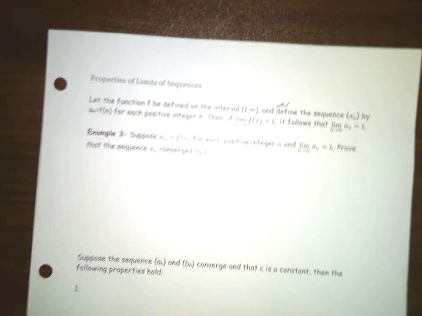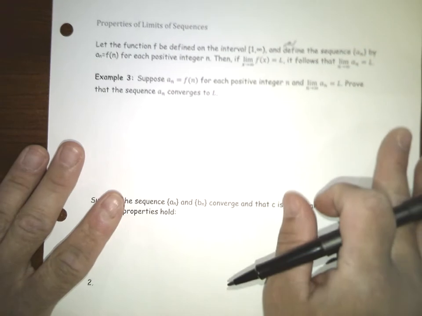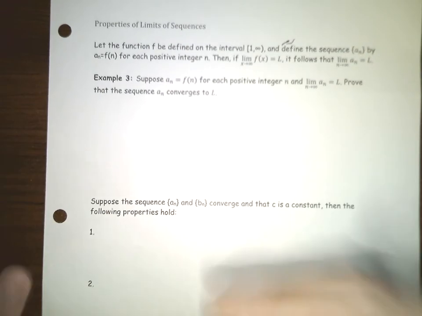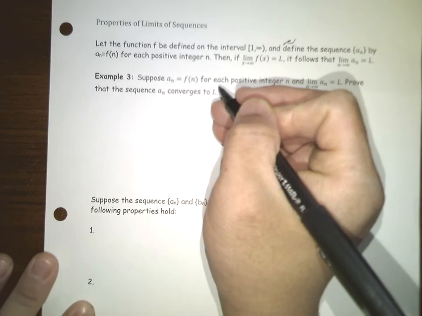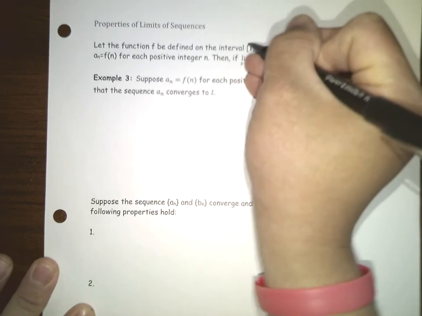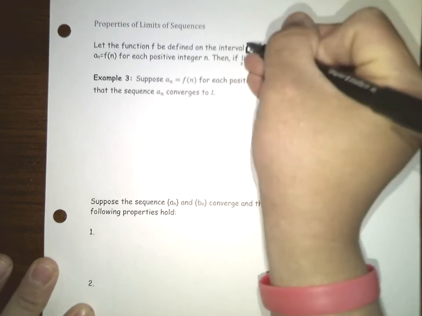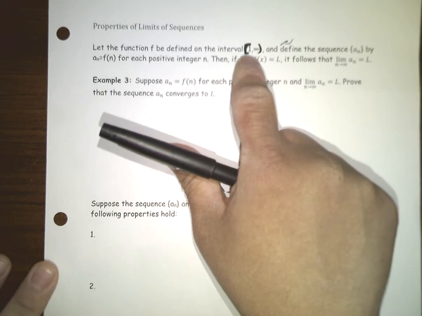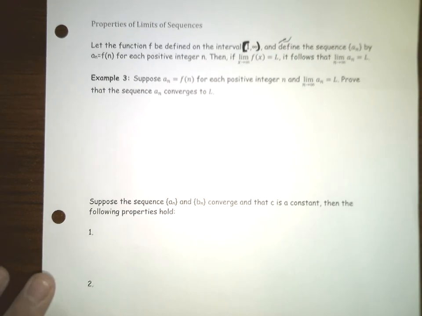Okay, good. So, the properties of limits of sequences. Let the function f be defined on the interval from 1 to infinity. So this is a bracket here on the 1. And I'm going to focus this.